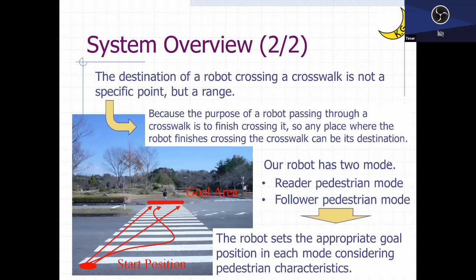The destination of the robot crossing a crosswalk is not a specific point, but a range, because the purpose of the robot passing through a crosswalk is to finish crossing it. So any place where the robot finishes crossing a crosswalk can be its destination. Our robot has two modes, a leader mode and a follower mode, and the robot sets up an approximate goal position in each mode considering pedestrian characteristics.